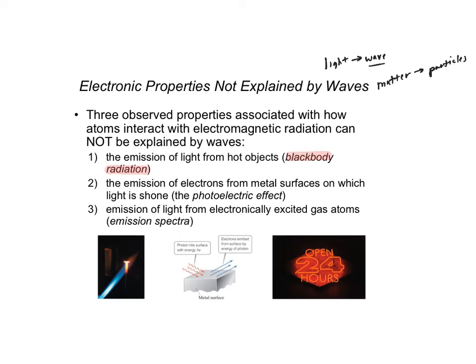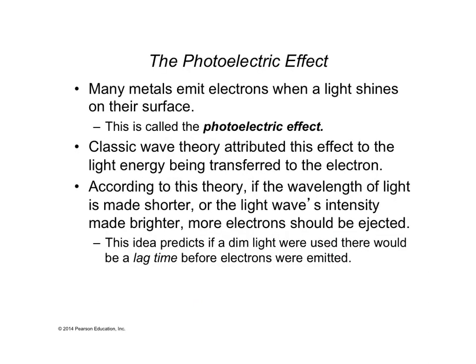The second, which we are going to talk about, is something called the photoelectric effect. And then the third is the emission spectrum of various elements, right? And this is another one that we're going to talk about. All of these three things could not be explained by the prevailing ideas that light behaved exclusively as a wave and matter behaved exclusively as a particle. So again, we're going to talk about both the photoelectric effect as well as emission spectra and how we can hopefully understand those ideas. All right, so what is the photoelectric effect?